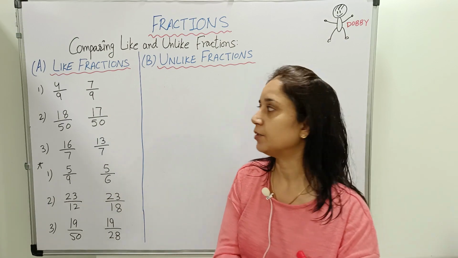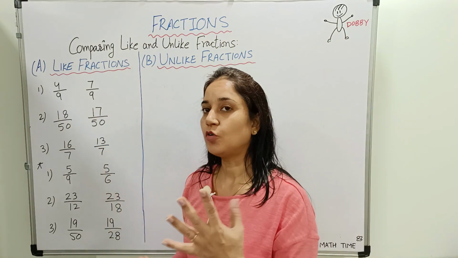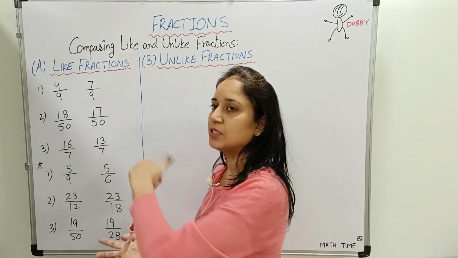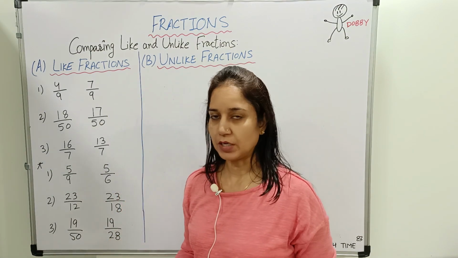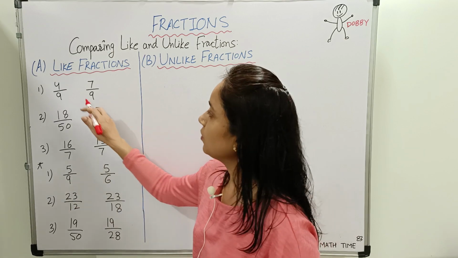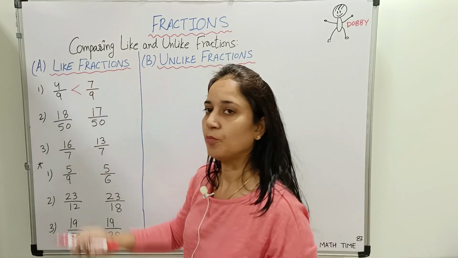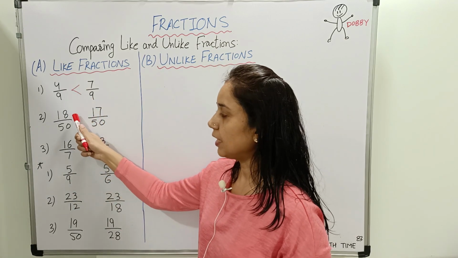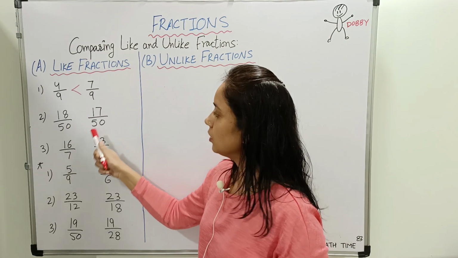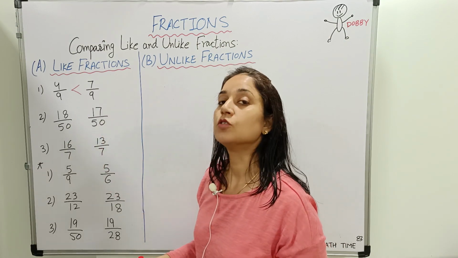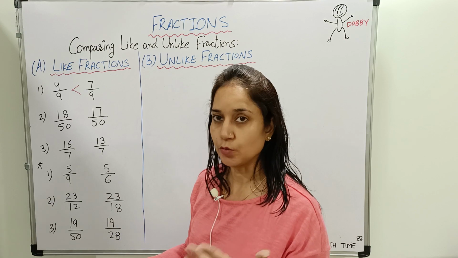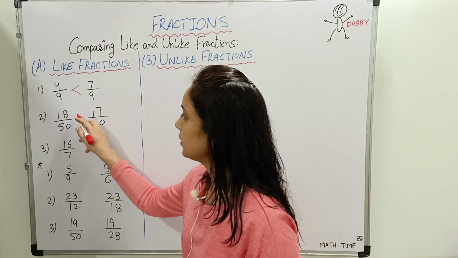Now think practically. If you take 4 parts out of a total of 9, or 7 parts out of a total of 9, which is bigger? 7 parts out of 9 is bigger. Coming to the next, 18 parts out of 50, 17 parts out of 50. Which is more? 18 out of 50, yes, it is more.